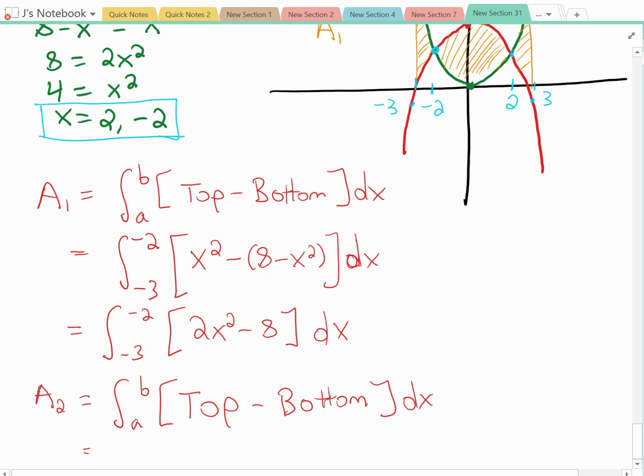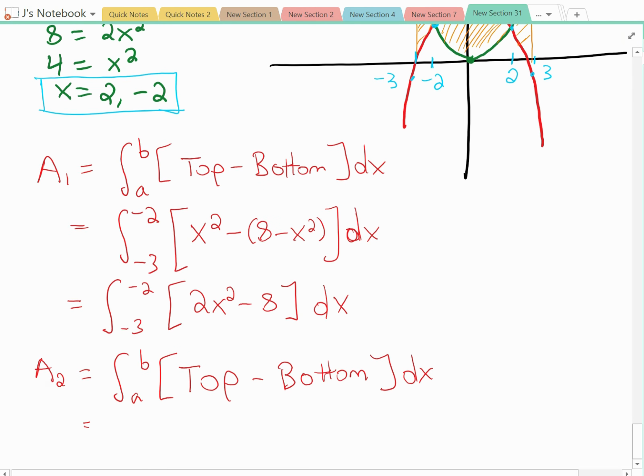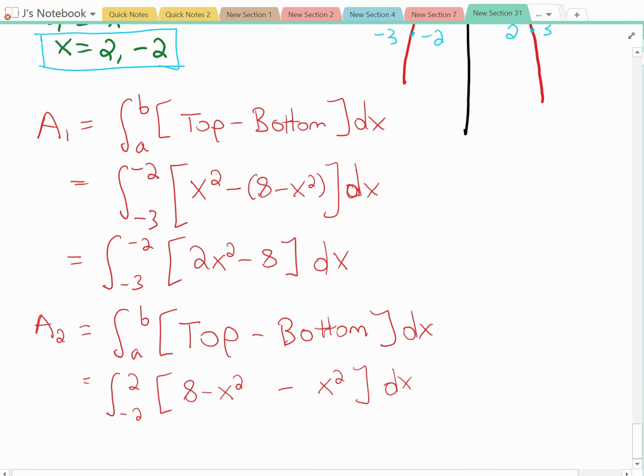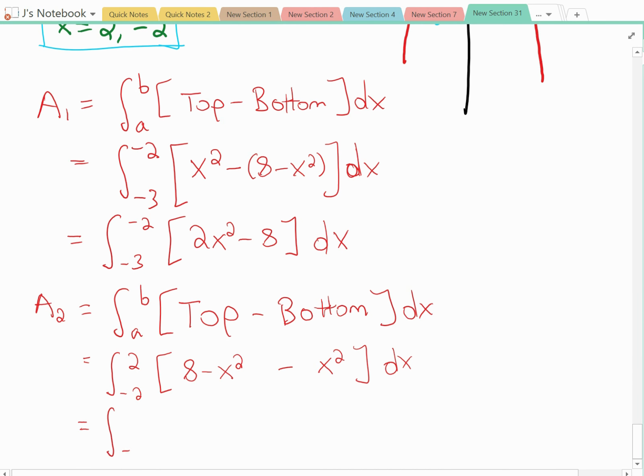So integral from negative 2 to 2. The top function is 8 minus x squared. The bottom function is x squared, dx. And that simplifies to the integral from negative 2 to 2 of 8 minus 2x squared.